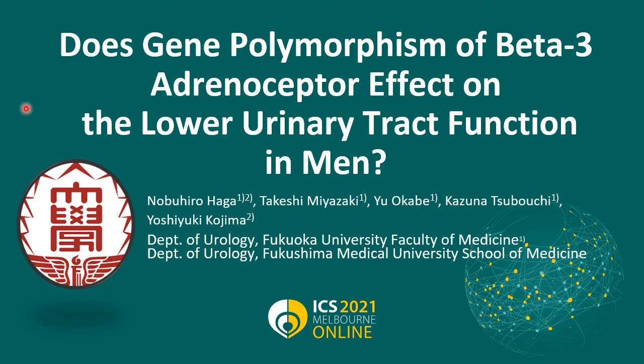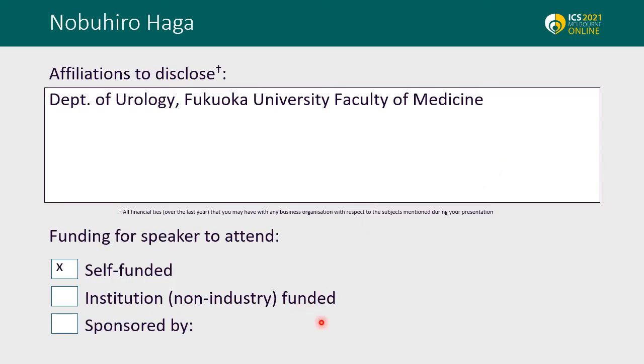Thank you very much. We would like to present the gene polymorphism of beta-3 adrenoceptor effect on the lower urinary tract function in men. We have no COI.